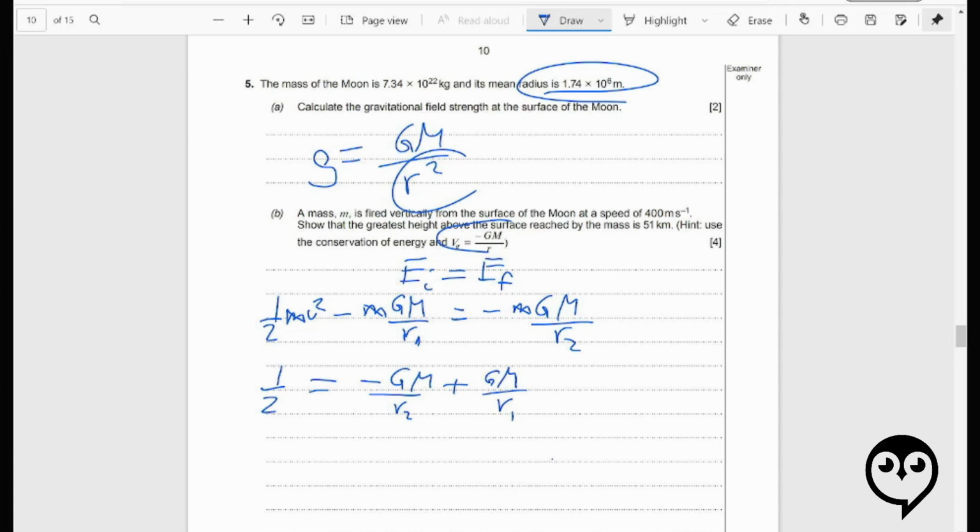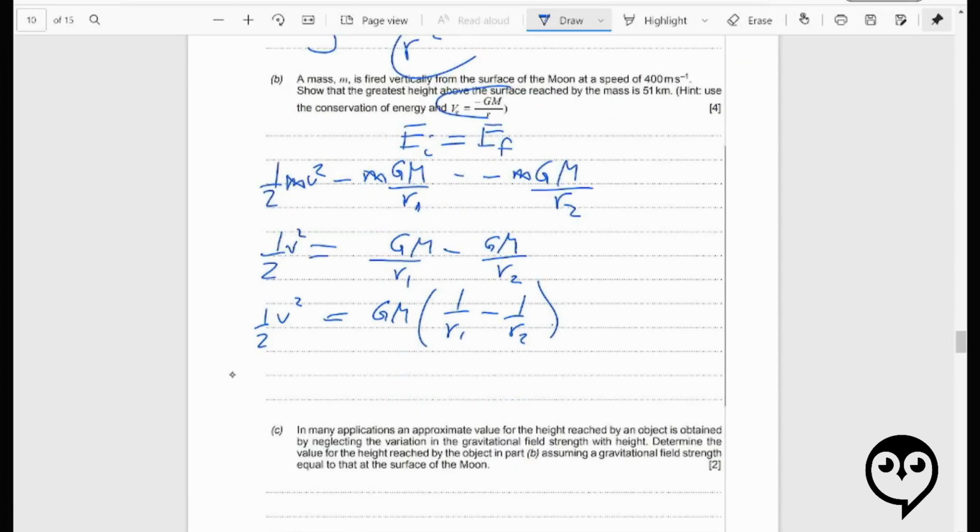Would you prefer to take a negative out, or would you rather just write it as GM over R1 plus GM over, we're going to switch that too, so minus GM over R2. And you could do that. And if you want, you can take out GM, and you'll have 1 over R1 minus 1 over R2. And that should be equal to your half v squared.